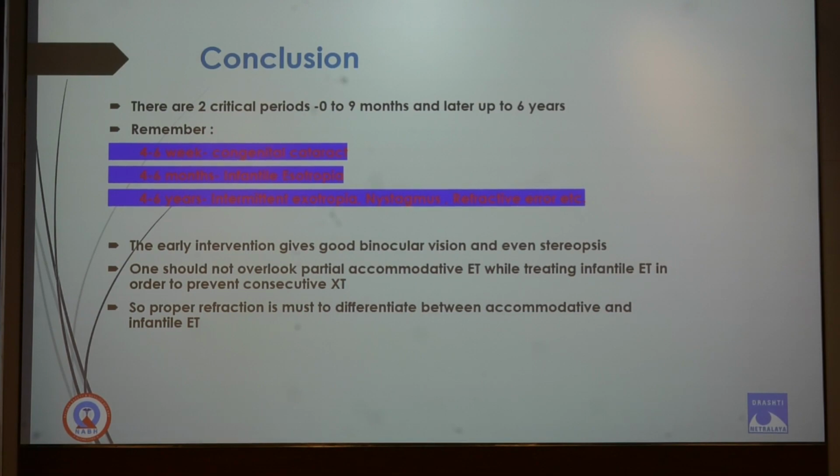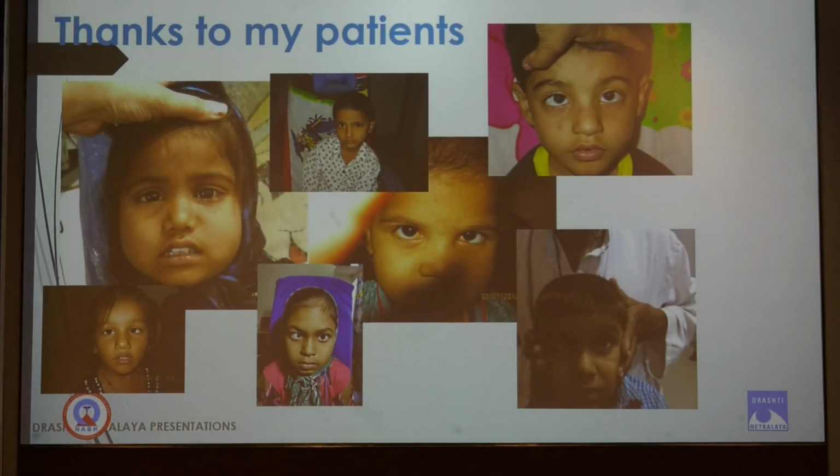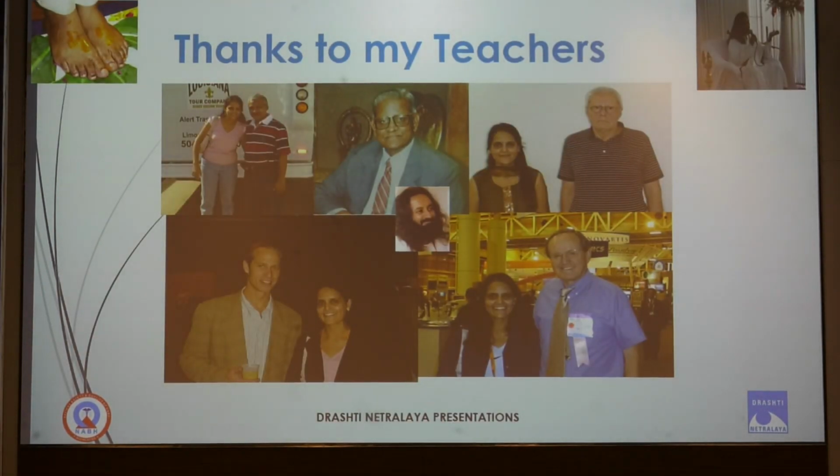Early intervention gives good binocular vision and even good stereopsis. One should not overlook partial accommodative esotropia while treating infantile esotropia, in order to prevent consecutive exotropia. So proper refraction, cycloplegic refraction, is a must to differentiate between accommodative esotropia and infantile esotropia. Thanks to my patients, thanks to my teachers, thank you.